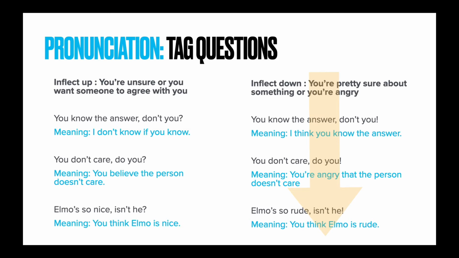Next, let's try the downward inflection. This will show that you're pretty sure about something or you're angry. You could say, you know the answer, don't you? Meaning, I think you know the answer. Or, you don't care, do you? Meaning you're angry that the person doesn't care. Or, Elmo's so rude, isn't he? That means you think Elmo is rude.